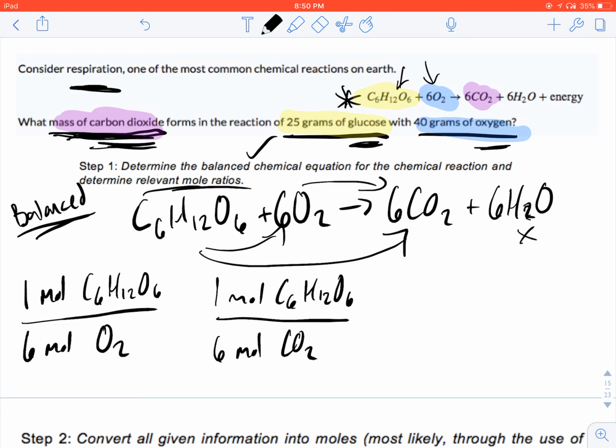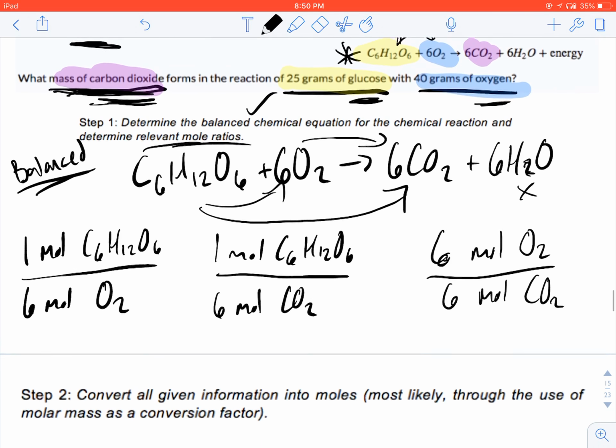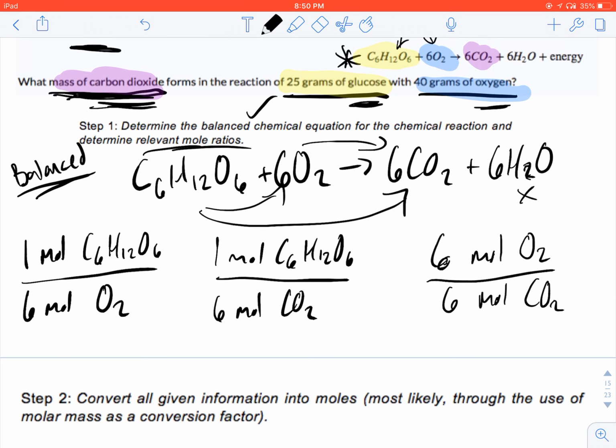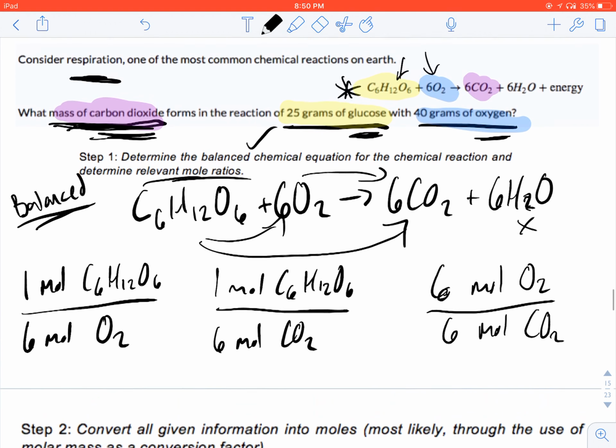6 moles of CO2. And lastly, 6 moles of oxygen gas for 6 moles of CO2. Alrighty, so there's our 3 relevant mole ratios, right? Remember, relevant meaning we only care about what's given to us in the question. So now we move on.